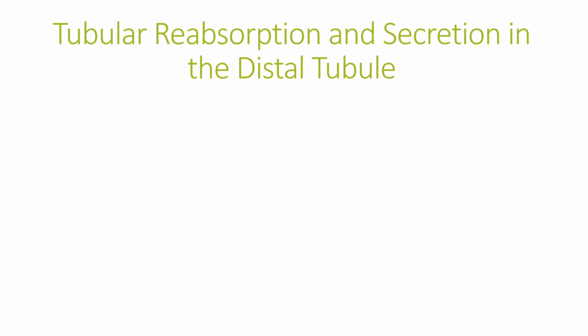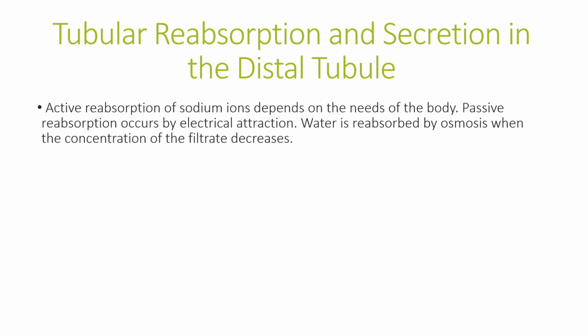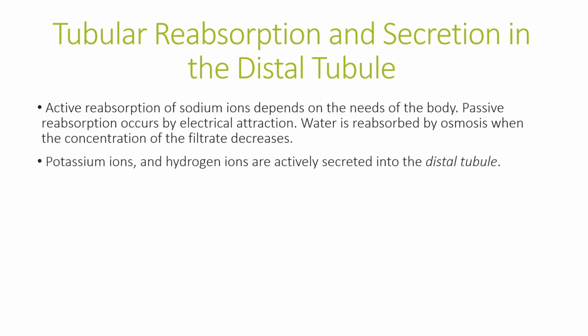Tubular reabsorption and secretion in the distal tubule. The active reabsorption of sodium ions from the filtrate into the capillaries depends on the needs of the body. Passive reabsorption of negative ions such as chloride occurs by electrical attraction. The reabsorption of ions decreases the concentration of the filtrate, which causes water to be reabsorbed by osmosis. Potassium ions and hydrogen ions are actively secreted from the bloodstream into the distal tubules. Also, hydrogen ions are necessary in order to maintain the pH level of the blood.